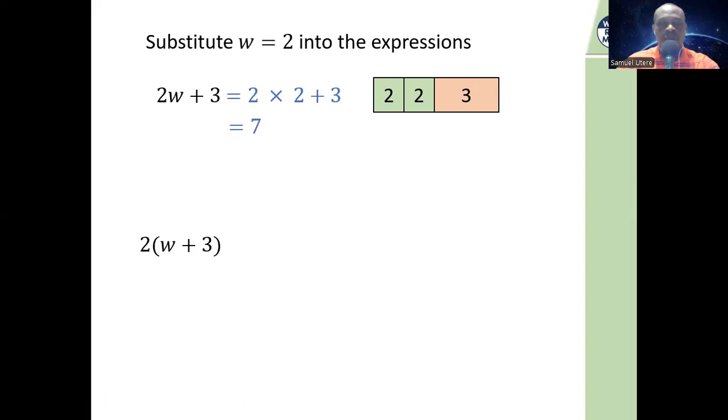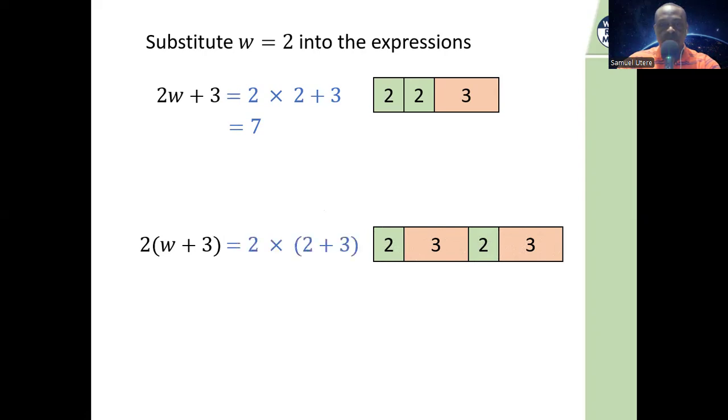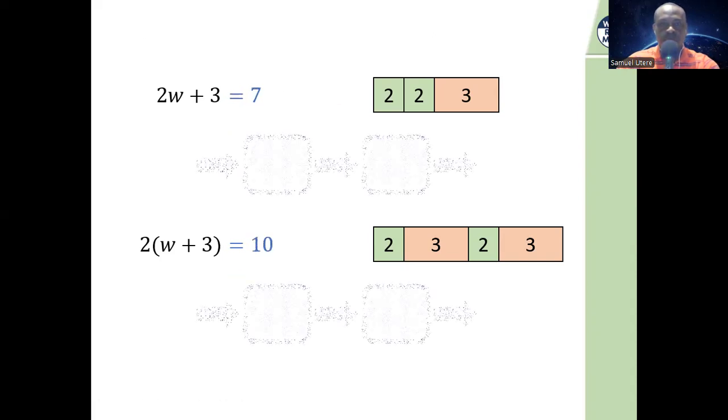Now, what about this one? This one, you must remember that when we were working using the bar model, something like this means you have 2 lots of w add 3. So it looks like this. So if you replace w with 2, you have this. And so when you add them, when you actually work it out, it looks like this. So 2 times 2 plus 3, because w is 2. Your answer is 10. Okay?